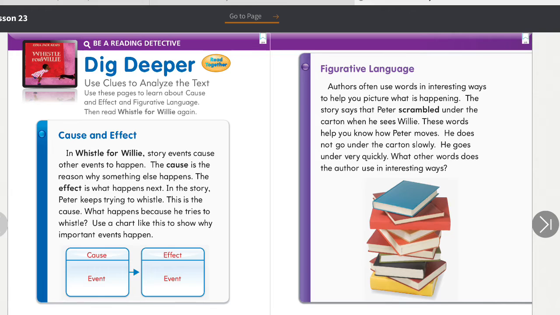In Whistle for Willie, story events cause other events to happen. The cause is the reason why something else happens. The effect is what happens next. In the story, Peter keeps trying to whistle. This is the cause. What happens because he tries to whistle?